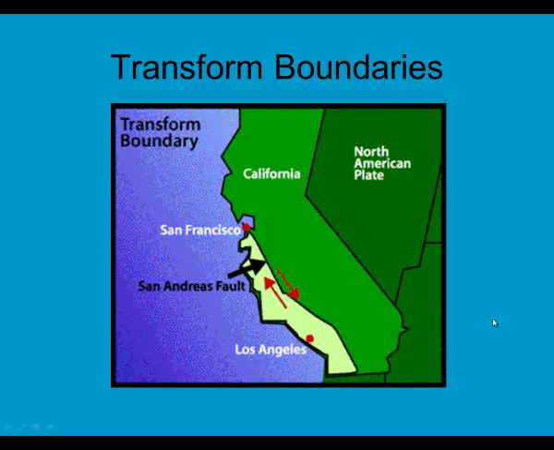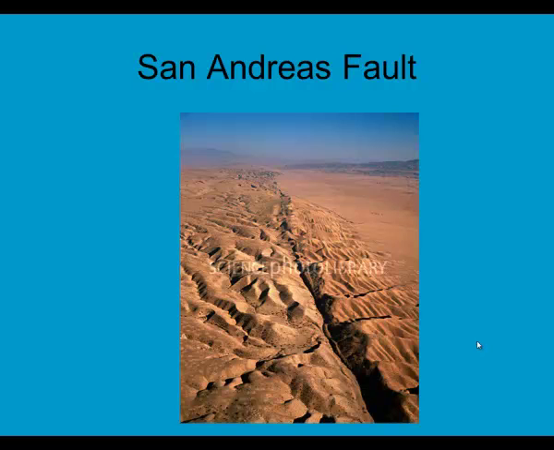When those plates move past each other, you have a lot of jarring and shaking, which is what we call earthquakes. The San Andreas fault line, basically when you have a transform boundary, the landform that is created is a fault line, which is a crack in the earth.